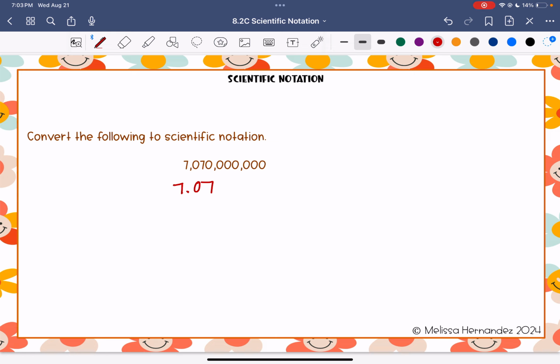And that's a problem. Okay, now in this case, I need to see how many spaces I need to move. So 1, 2, 3, 4, 5, 6, 7, 8, 9. So this means 10 to the 9th power. If you're like, wait a minute, I'm not sure, you would go 7.07 and then go 1, 2, 3, 4, 5. Oh man, sorry. 1, 2, 3, 4, 5, 6, 7, 8, 9.